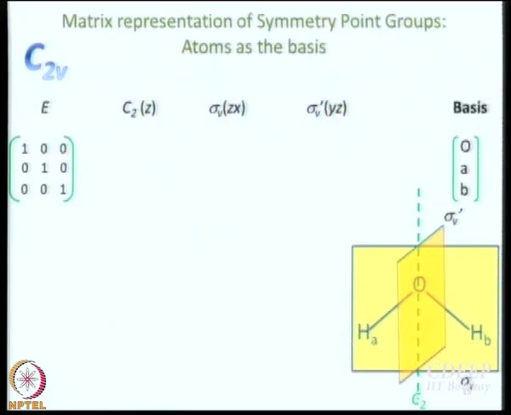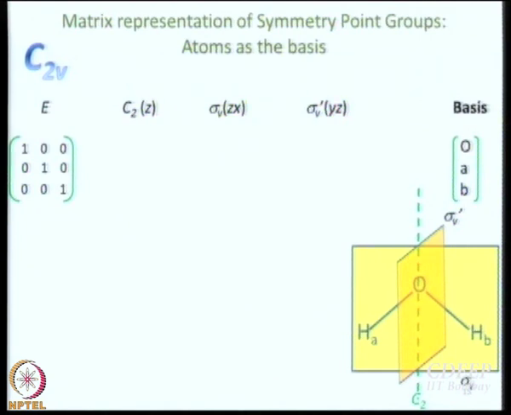What will be the matrix for E for this basis? No matter what the basis is, matrix for E remains the identity matrix, right. And in this case also we have a basis that is 3 dimensional. So, here also we have 1 0 0, 0 1 0, 0 0 1.